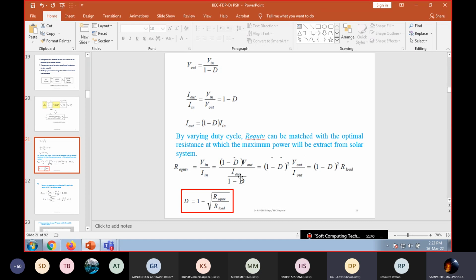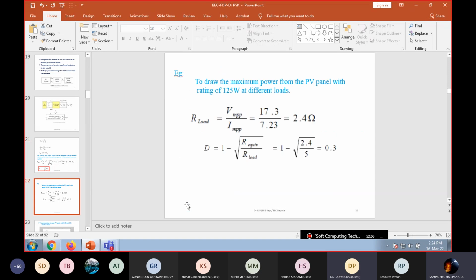If you simplify this expression, the R equivalent value is equal to (1 minus D) whole squared times the R load value. From this expression, the duty ratio D can be derived as 1 minus the square root of R equivalent divided by the load resistance value. So, depending upon the load resistance value, the duty ratio changes here.